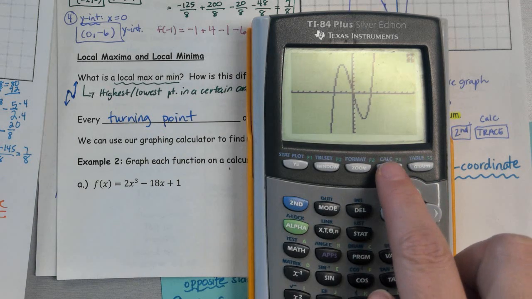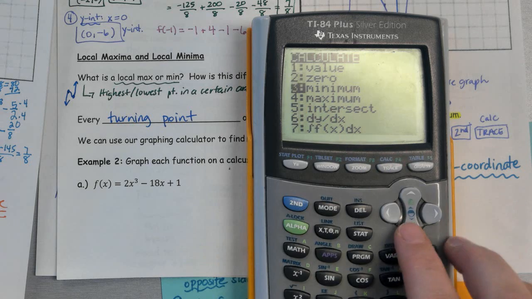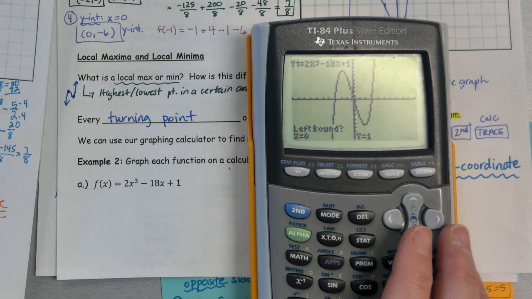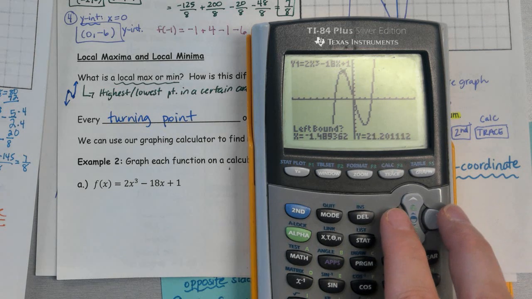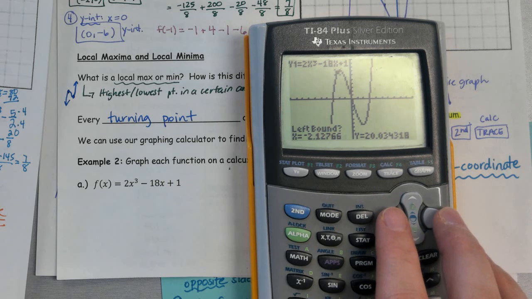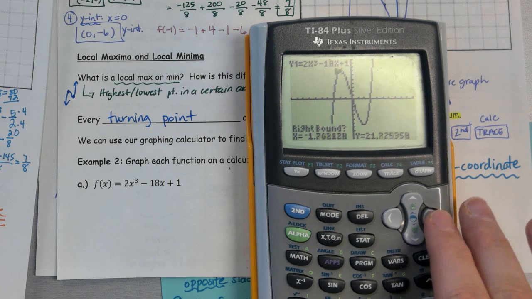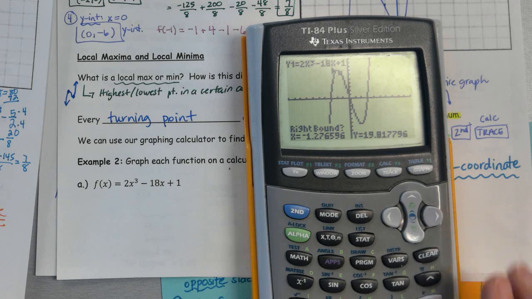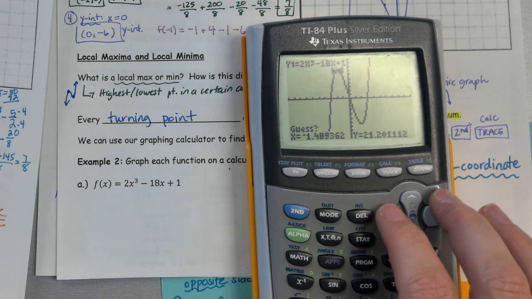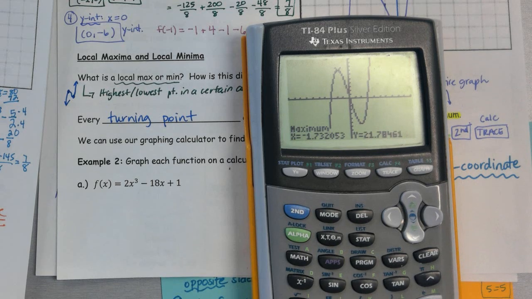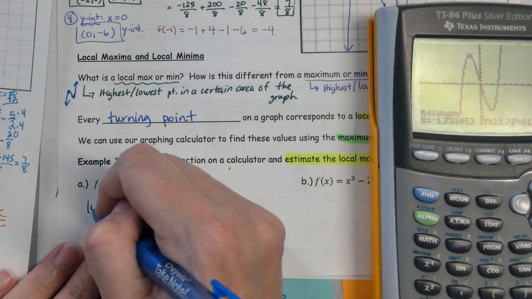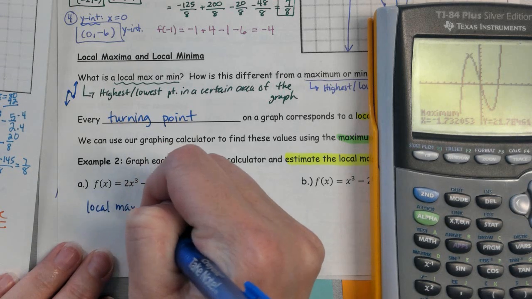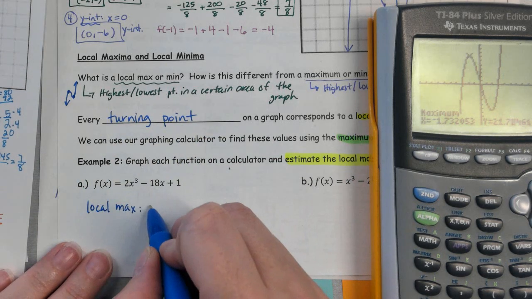Okay, and then I'm going to go to second calc. I'm going to look at the maximum first. Okay, so for the maximum, I'm going to arrow over, and it's going to ask me left bound. So I try to get to the max. And remember, what you're telling it is look for the highest point in between these two bounds that you're setting here. Okay, and then I'm going to try to get right at the top. Okay, so it's only the y. So when you write this out, you can write the local max, and we'll round to 3 decimal places.